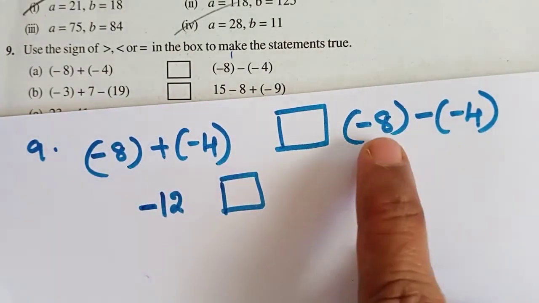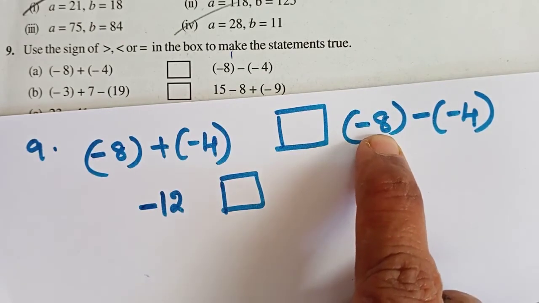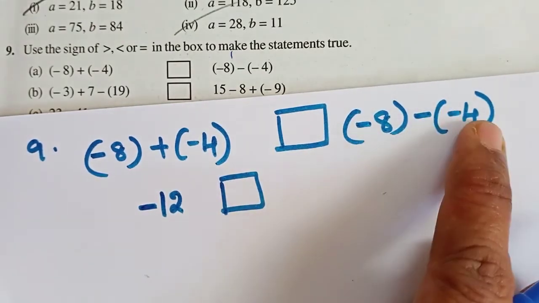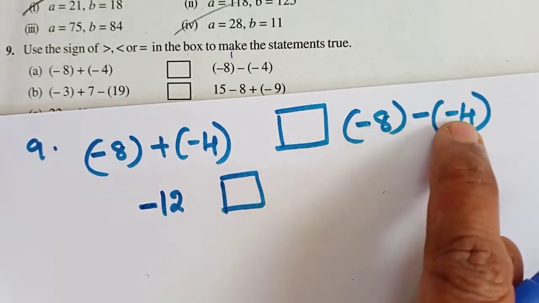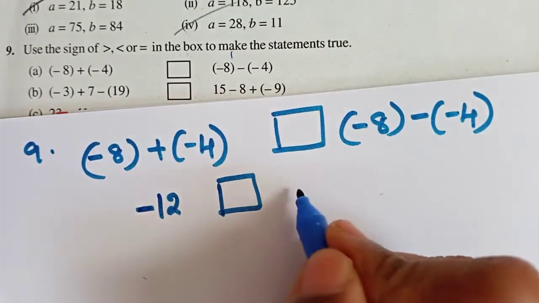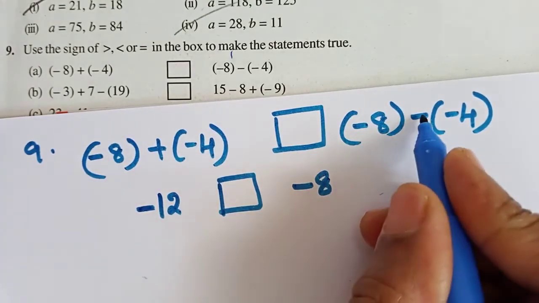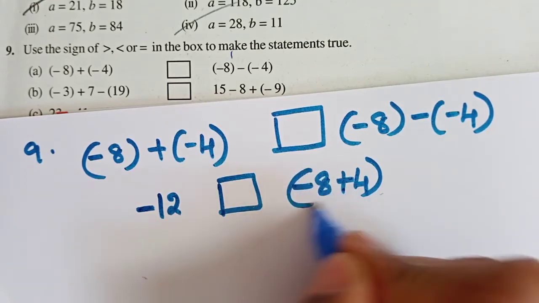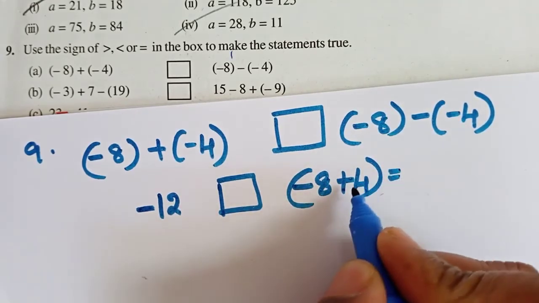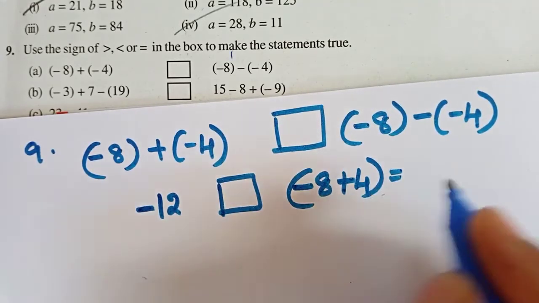Keep the box. Minus 8 minus of minus 4 will become minus of minus. I always tell you, minus of minus will become plus. So this is minus 8 and minus of minus is becoming plus 4. So the whole thing is becoming minus 8 plus 4.